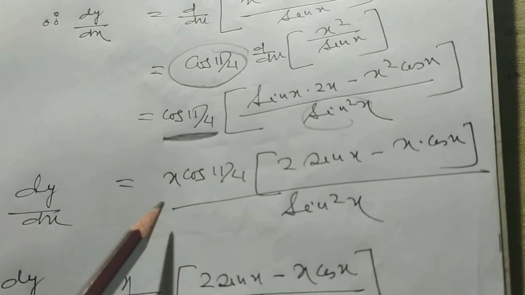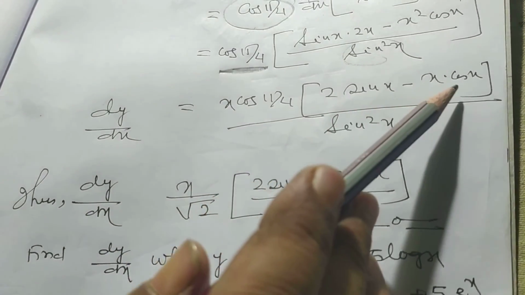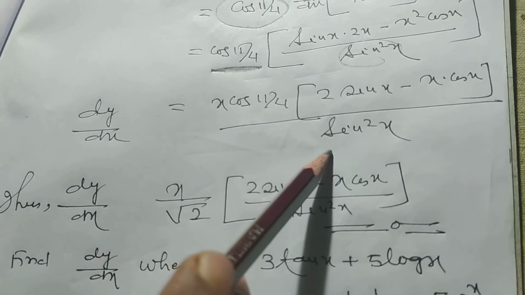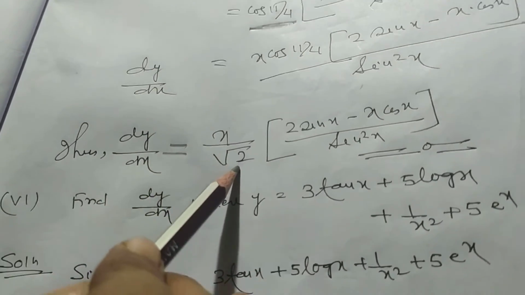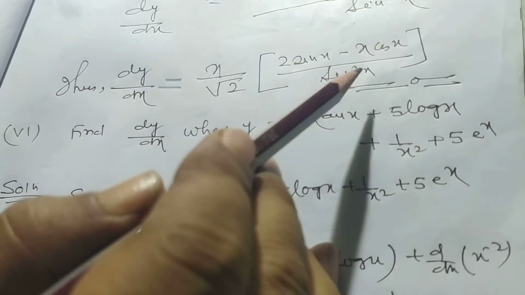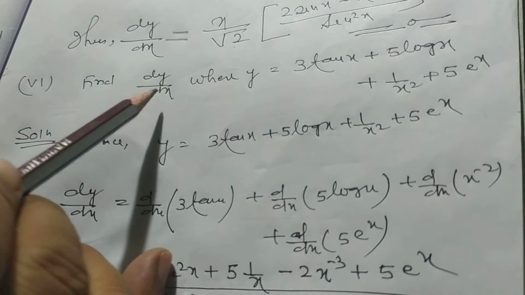So after simplifying, dy by dx is equal to x cos pi by 4 times (2 sin x minus x cos x) divided by sin square x. So dy by dx is equal to x by root 2 times (2 sin x minus x cos x) by sin square x. Now my dear students, I want to solve the last problem.